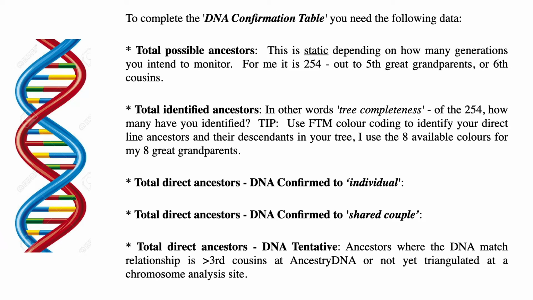In terms of the total identified ancestors, that's how complete your tree is. And if you recall, my tree was 165. Now, one thing I like to do in Family Tree Maker is to use the 8 available colours for my 8 sets of great-grandparents and their descendants, so I can see at a glance in the index all those people who are actually directly related to me. That's something like 6,000 odd out of my 17,000 person tree.